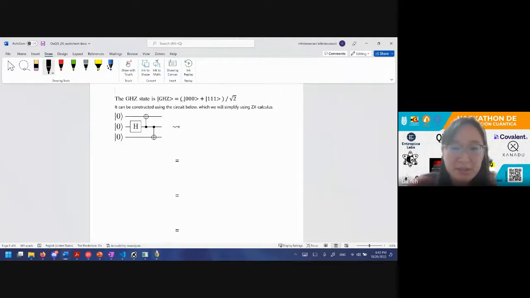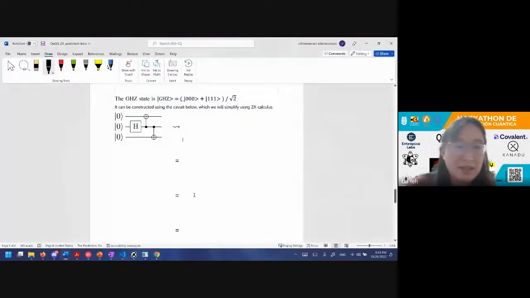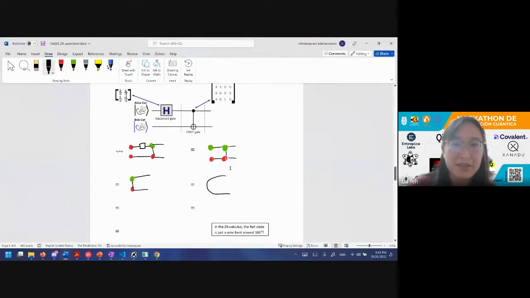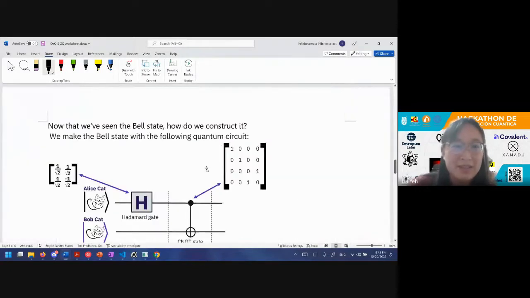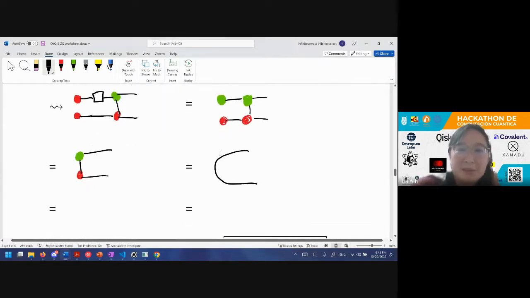I think there was also one more question. So why is an entangled state just a wire? Not just any entangled state, specifically the Bell state. So the Bell state being defined as the equal superposition of ket 0, 0 and ket 1, 1. That is a wire. One way to think about it, remember how earlier I said transpose is bending the input into output and output into input.